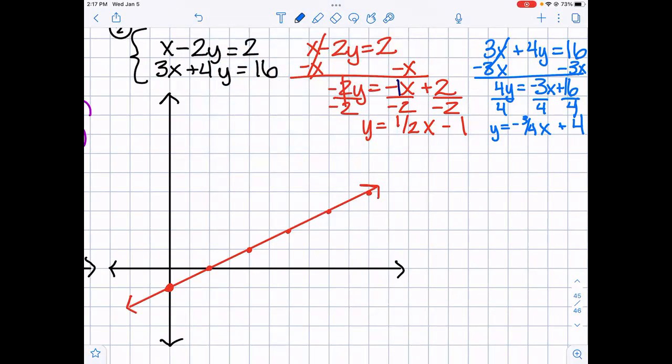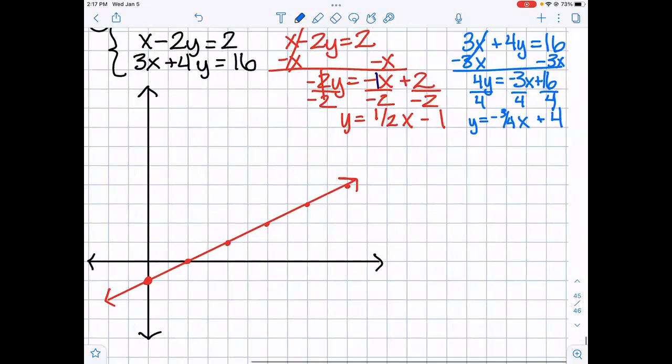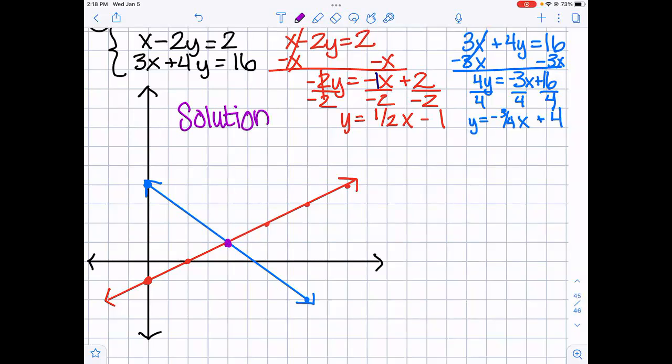Okay, blue line. Where does it start? Four. So put a point at 4 on the y-axis. What is the slope? Negative 3/4, which means we go down 3 to the right 4. Look at that, they cross. So our solution is here. What is that point? 4, 1.